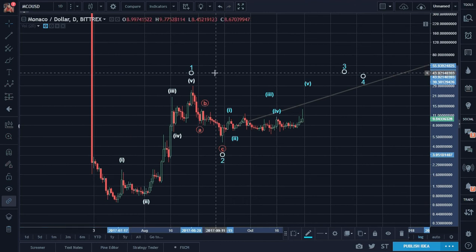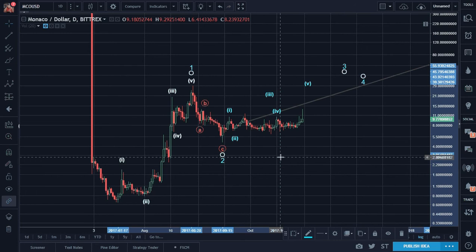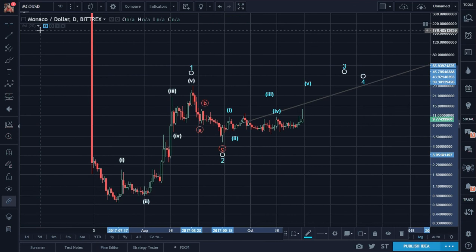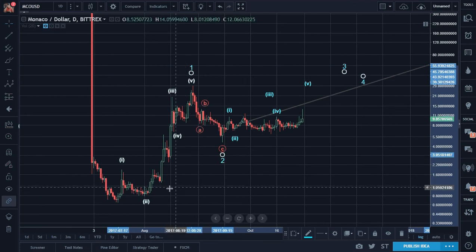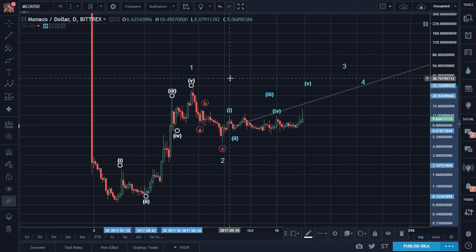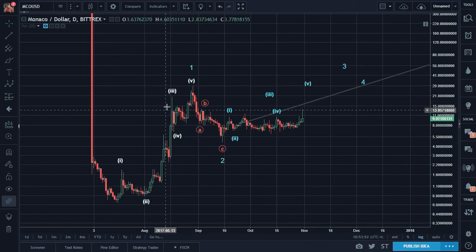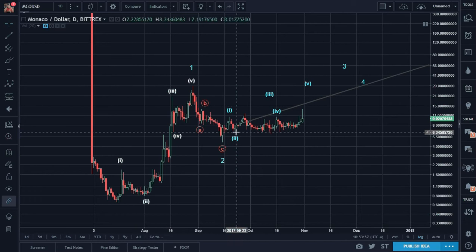I use Elliott wave analysis as well as chart pattern recognition, which I'm hoping I can take you through in this analysis for Monaco too. So Elliott waves flow in 5 waves, as I just counted here. And after 5 waves of price move, there's a requisite ABC retracement.